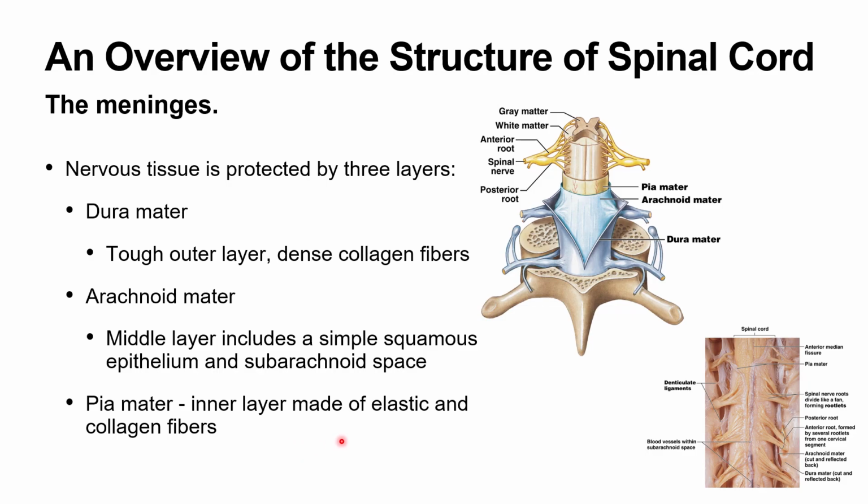The pia mater is going to be the very innermost, the most deep layer that is just adjacent to the spinal cord. And it's going to be a rather thin, delicate layer made of elastic and collagen fibers that, of course, attach directly to the spinal cord and allow for those denticulate ligaments to have an anchor spot and prevent any torsional forces on the spinal cord.